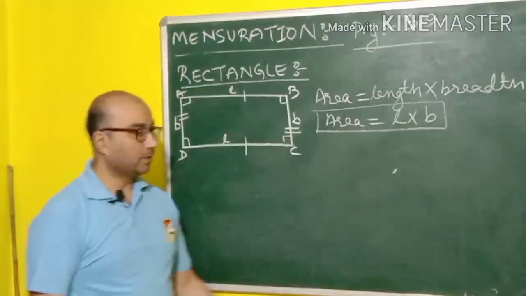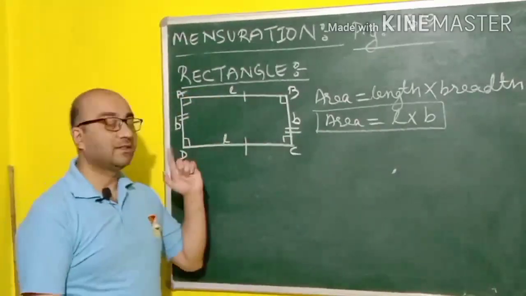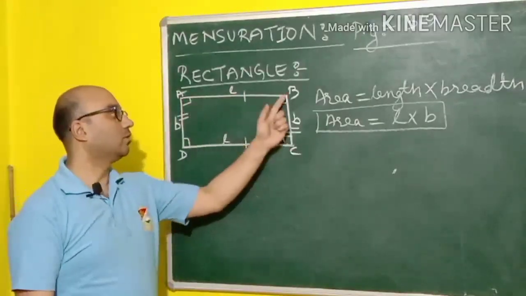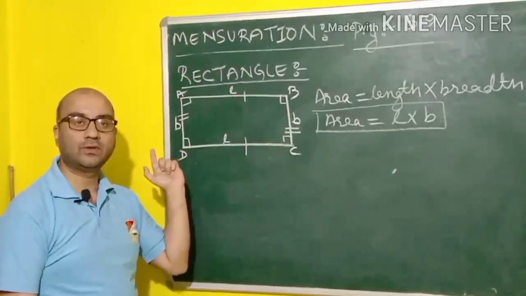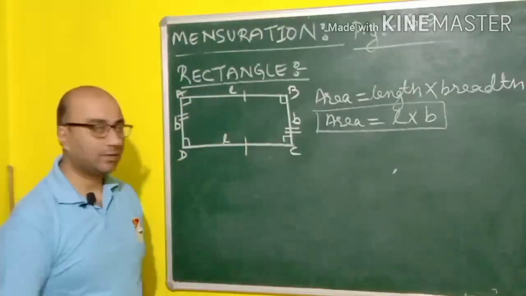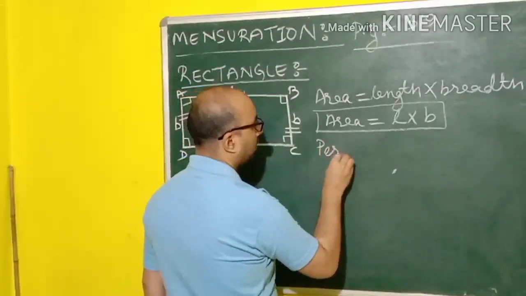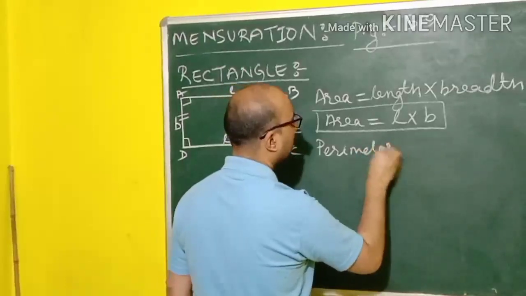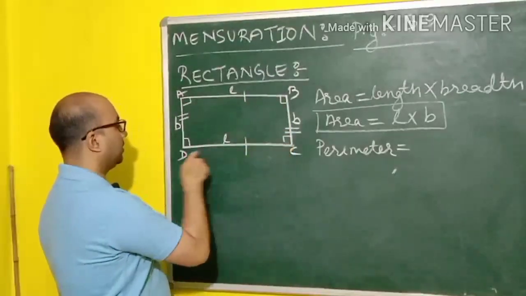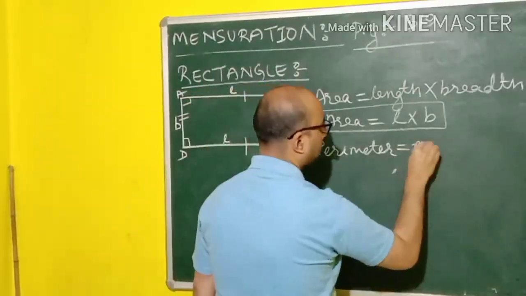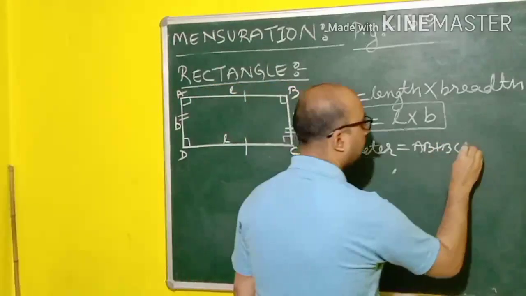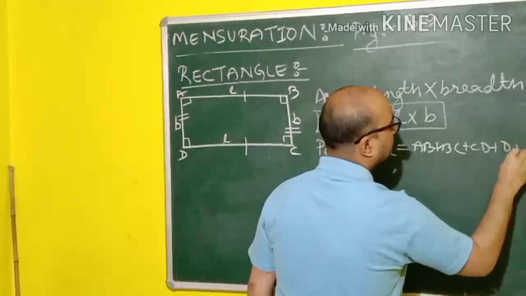Now the next thing we need to measure is the perimeter of this rectangle. What is the meaning of perimeter? Perimeter is the length of the boundary sides. How many sides do we have here? We have 4 sides here. That means we need to add up all the 4 sides, and that will give us our perimeter. So perimeter is equal to the sum of all the 4 sides, that means AB plus BC plus CD plus DA.